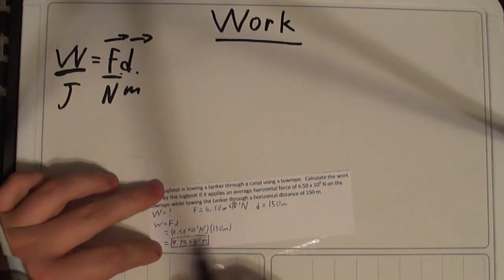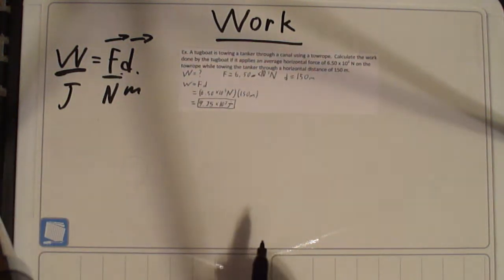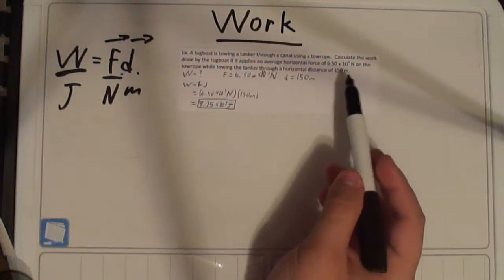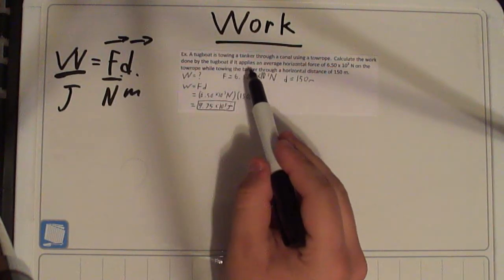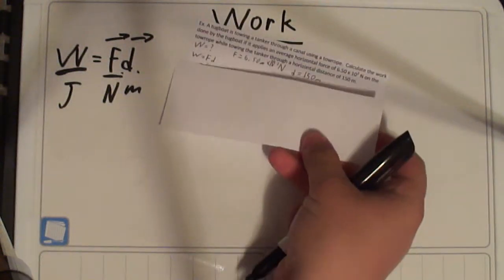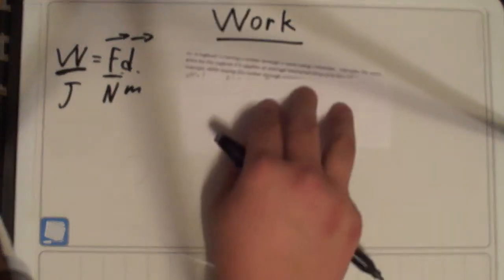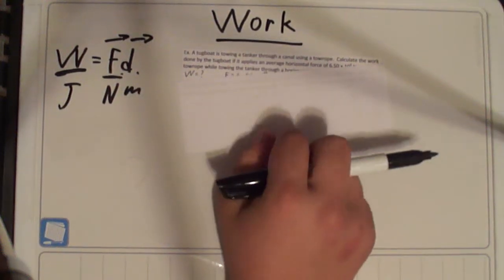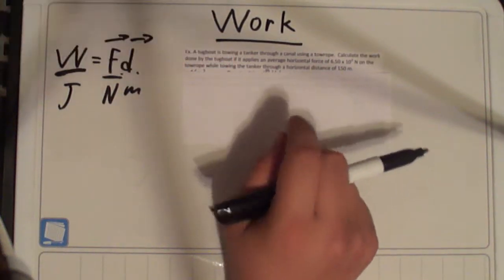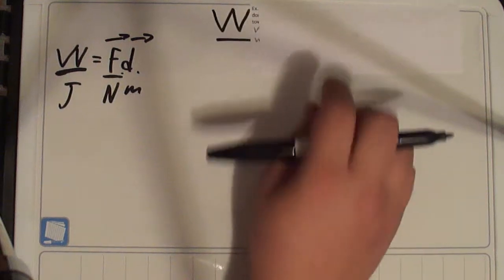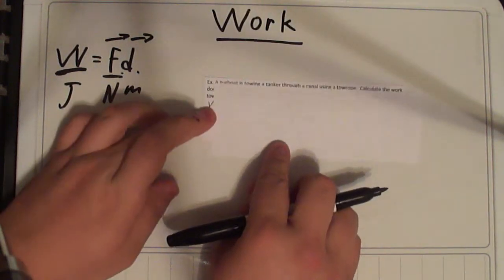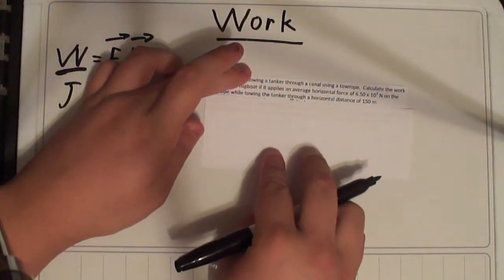A tugboat is towing a tanker through a canal using a tow rope. Calculate the work done by the tugboat if it applies an average horizontal force of 6.50 times 10 to the 3rd newtons on the tow rope while towing the tanker through a horizontal distance of 150 meters.